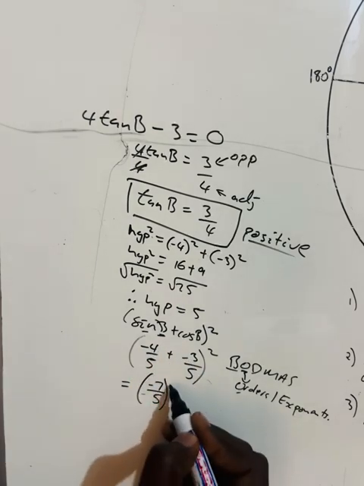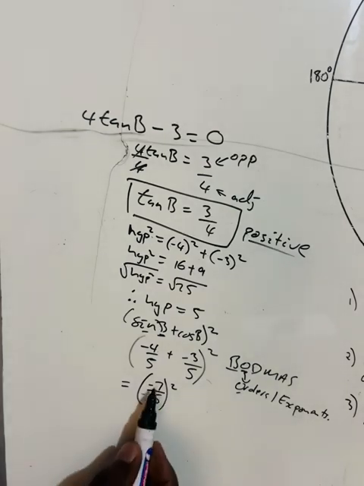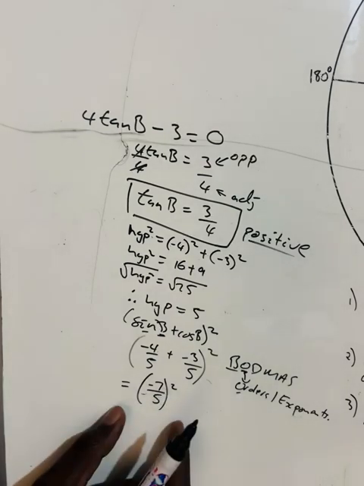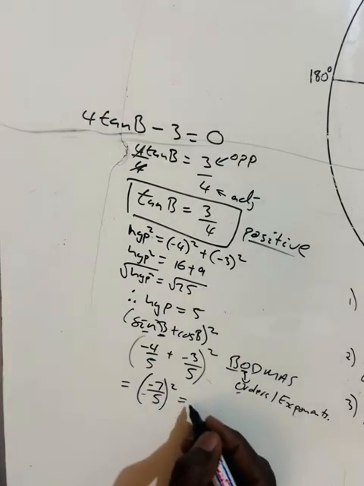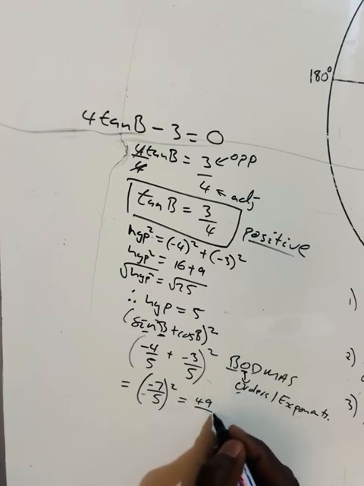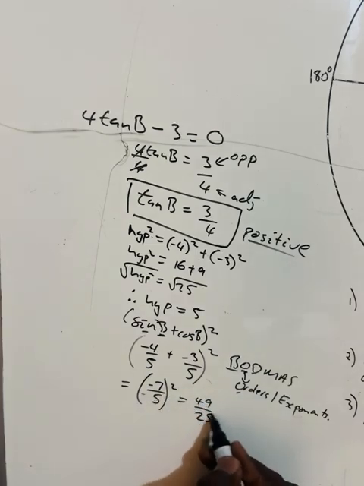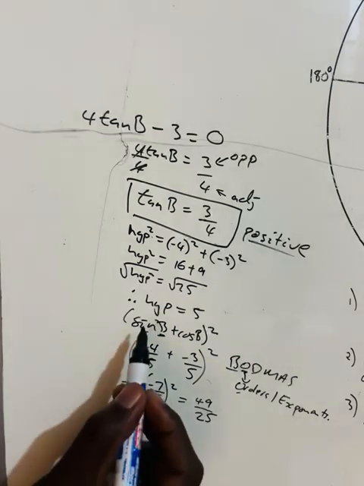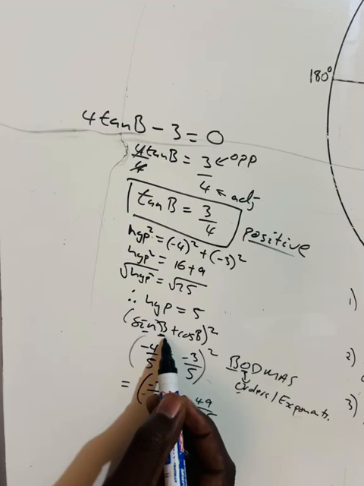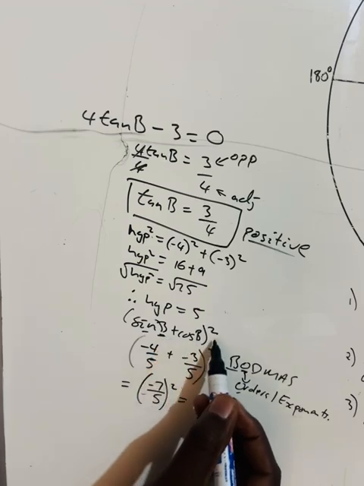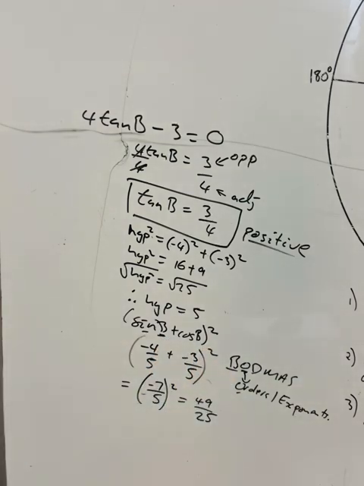Then now I say brackets squared. Now, if I say negative 7 squared with the brackets, the answer I get is a positive 49 over 5 squared, which gives me 25. And this is the final answer for sin, open bracket, sin B plus cos B, close bracket, squared. 49 over 25 is the answer, right? That was the first question.